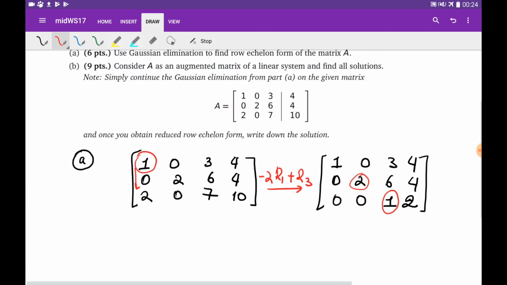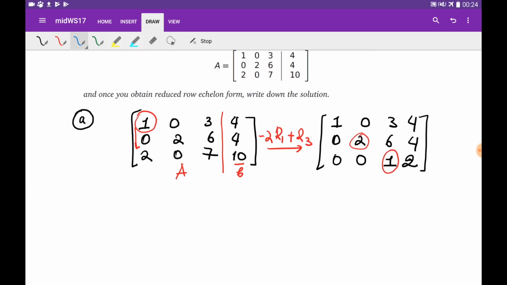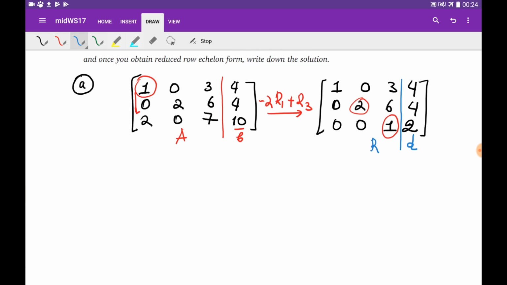And in the second part, I need to assume that this matrix is the augmented matrix. The matrix is called the augmented matrix, where I put the coefficient matrix and the right-hand side vector B in the same matrix. And the solution for the system AX equals B is going to be equal to RX equals D, where R is going to be the solution or the row echelon form of the matrix A. So I need to solve the system basically. So x1 plus 3x3 is equal to 4.